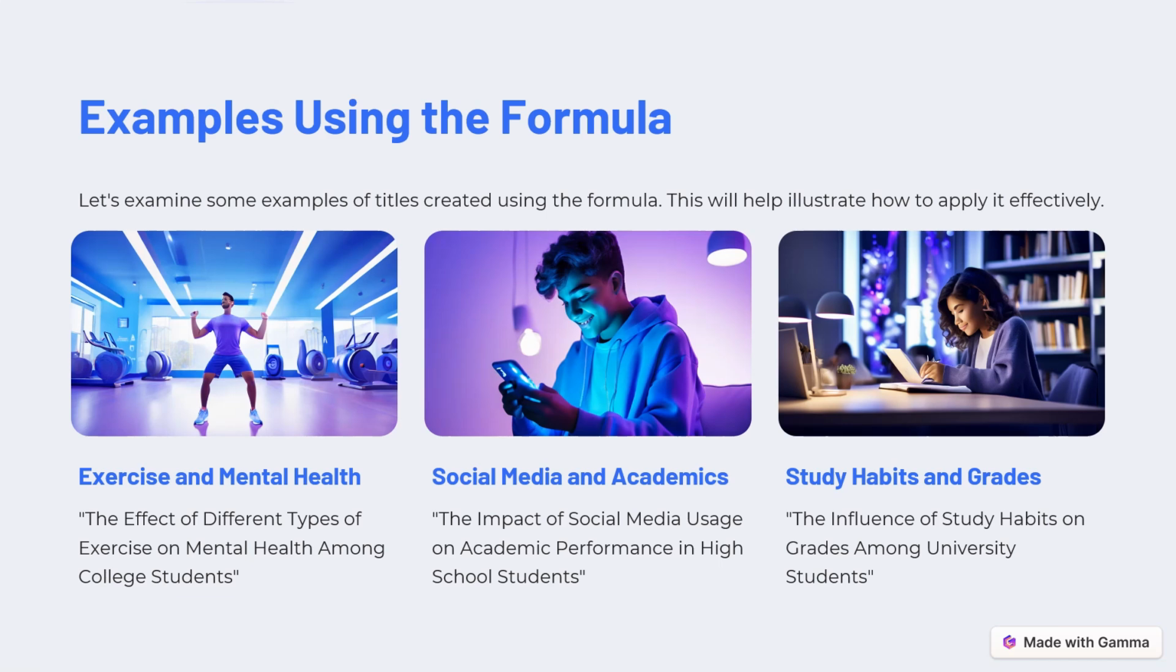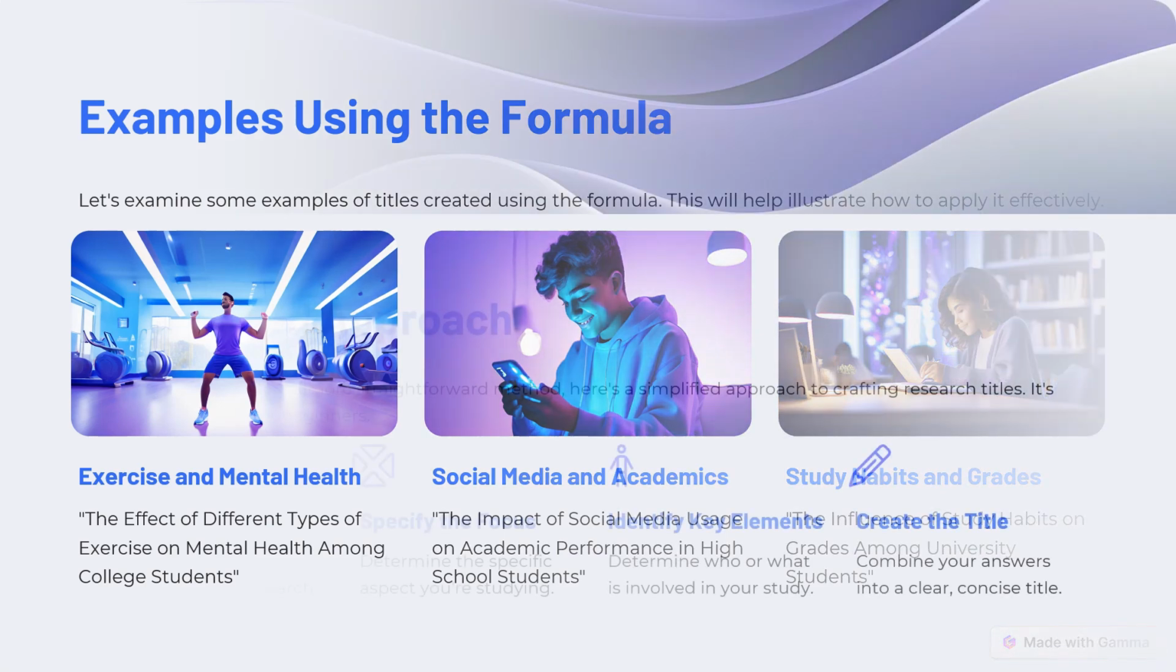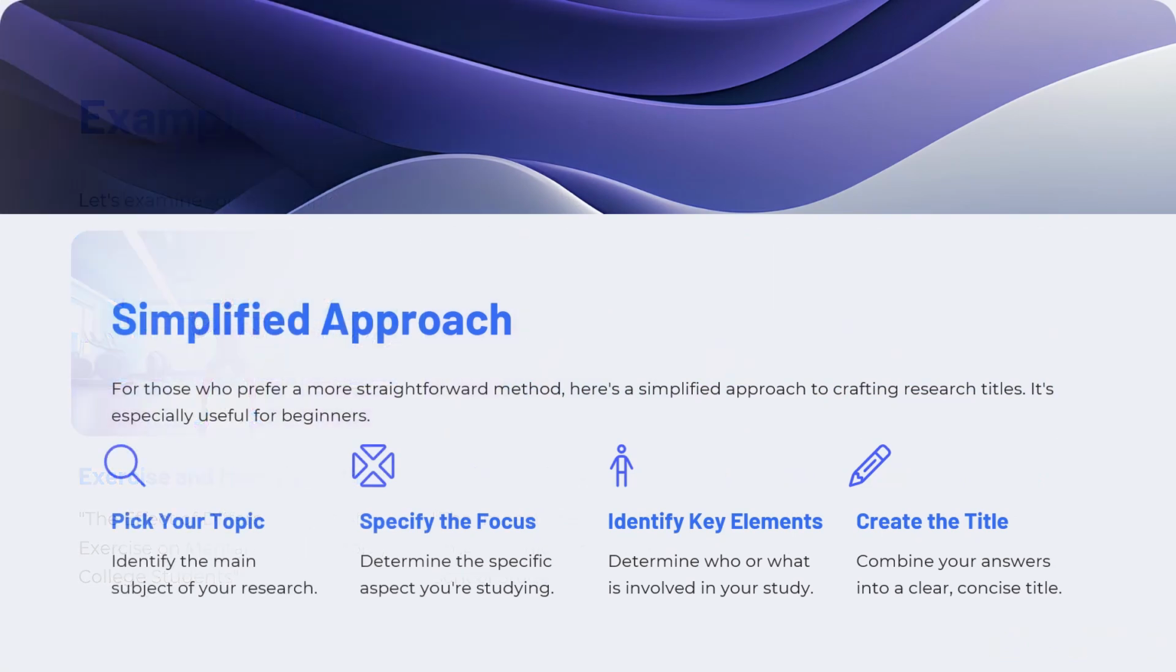Quick tips for success. Keep these final tips in mind as you craft your research title. They'll help ensure your title is effective and impactful. Be specific. A specific title sets clear expectations for your research. Avoid vague or overly broad language. Keep it short. Aim for 10 to 15 words in your title. Longer titles can be overwhelming and less memorable. Use descriptive words. Choose words that clearly describe your research focus. Avoid jargon or overly technical terms.